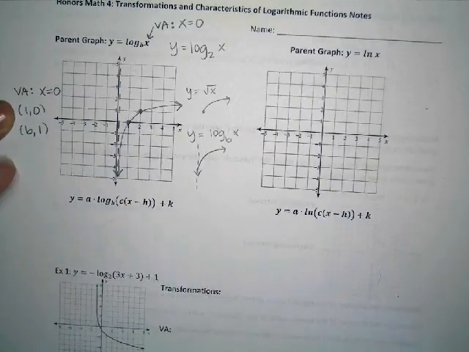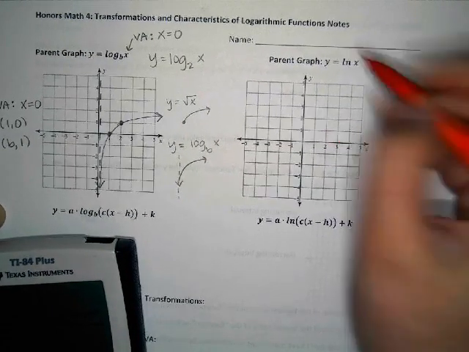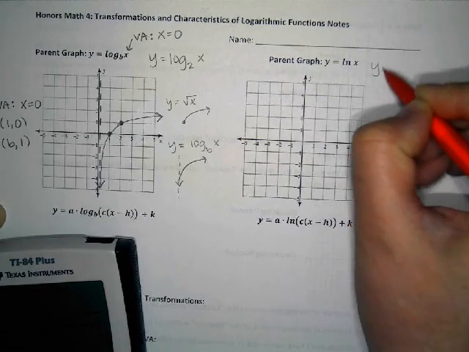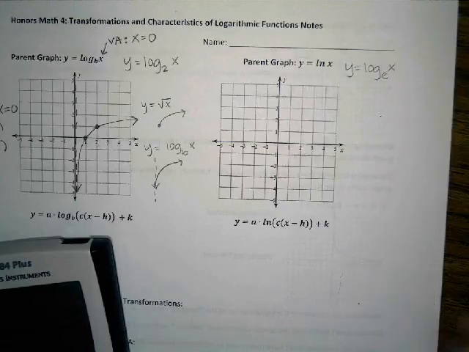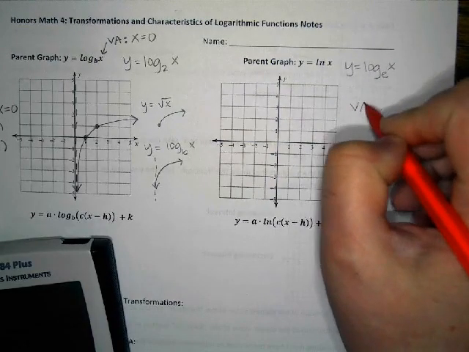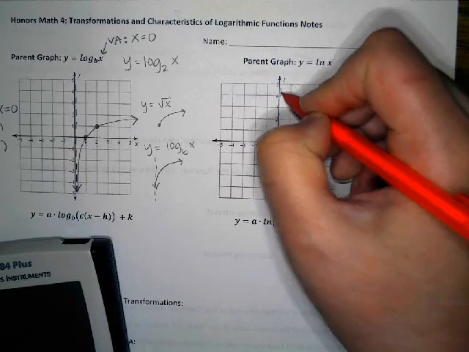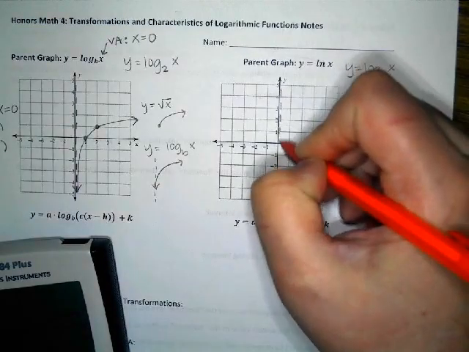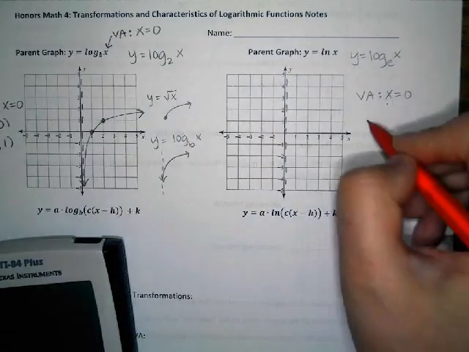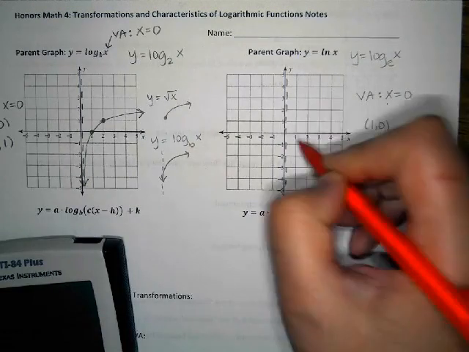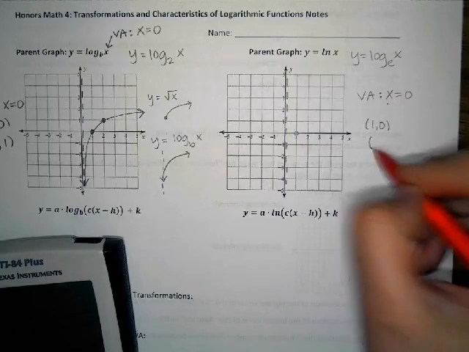Okay. So if we use that same idea over here, we know that this is y equals log base e of x. So this graph is going to have a vertical asymptote at x equals 0 also. This graph is also going to have the point 1, 0. And this graph has a different base. It has a base of e.